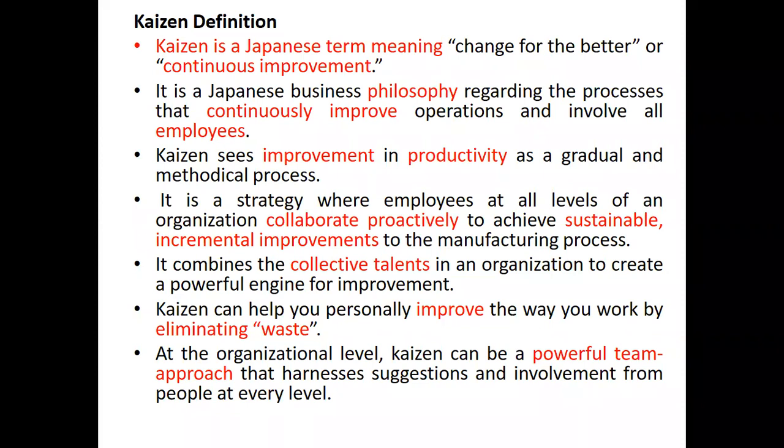And it is nothing but change for better or betterment of our organization. We must change our processes, our inputs, all the procedures. Now, it is the Japanese business philosophy regarding the processes that continuously improve the operations and involve all the employees. To make a continuous improvement in our manufacturing industry, each and every employee from top to bottom, from general managers, from managing directors to laborers, everybody should work for this continuous improvement in the process.